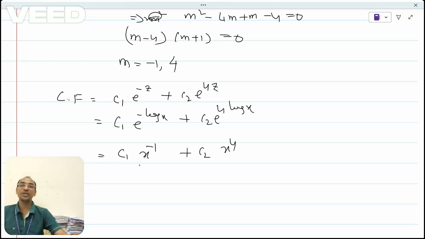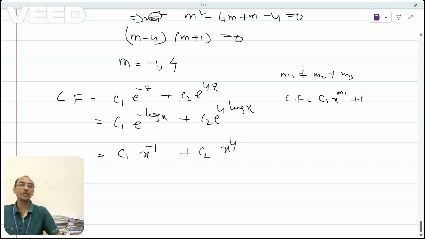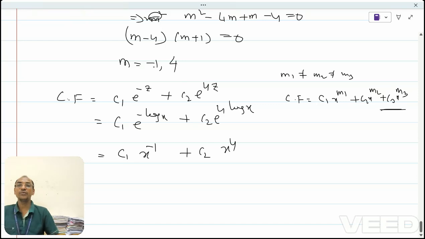So in case of variable coefficient, we can write the complementary function in this way. If m1 is not equal to m2 is not equal to m3 are real and distinct roots, then the complementary function will be c1 x^(m1) + c2 x^(m2) + c3 x^(m3). We can write in this way. So m1, m2 are -1 and 4, so we can write this, or directly you can write c1 x^(m1) + c2 x^(m2) + c3 x^(m3). Like that you can write.